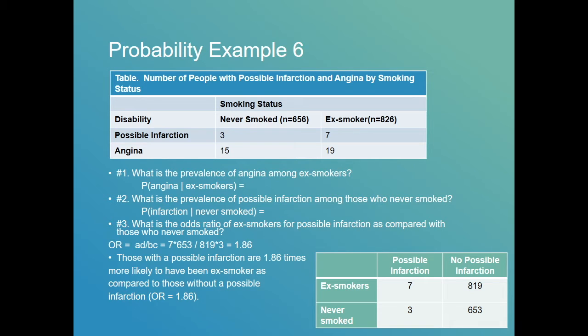This is another example that's slightly more related to health. So this is showing the number of people with a possible myocardial infarction and angina by smoking status. So we have both infarction and angina in this table, as well as smoking status across the top. So we want to know the prevalence of angina among ex-smokers, so people that are no longer smoking. So the probability of having angina, so let's first look here at the total number of people. So if we look at possible infarction plus ex-smokers, there's a total of 10 individuals there. If we look at angina and ex-smoker, we have 19 plus 15.